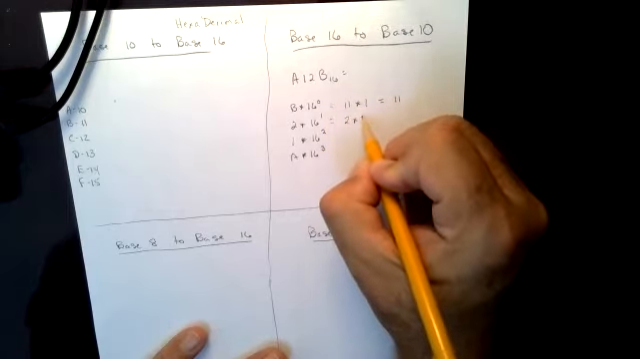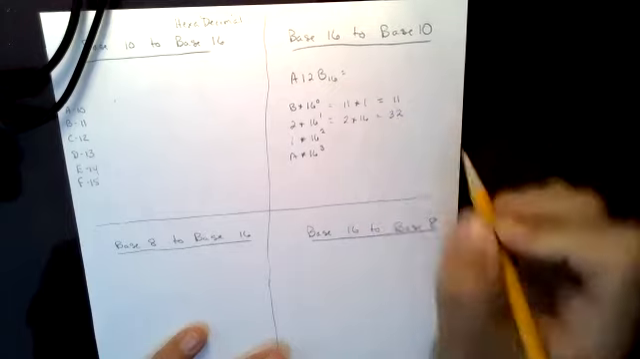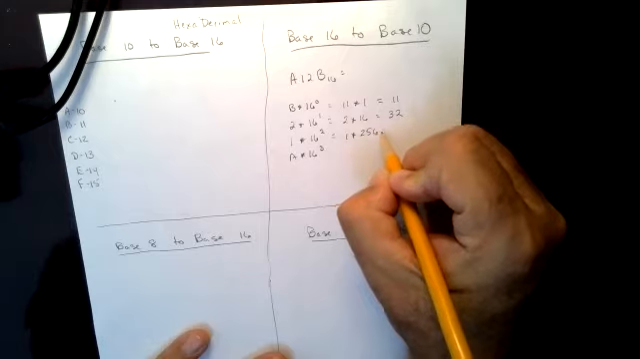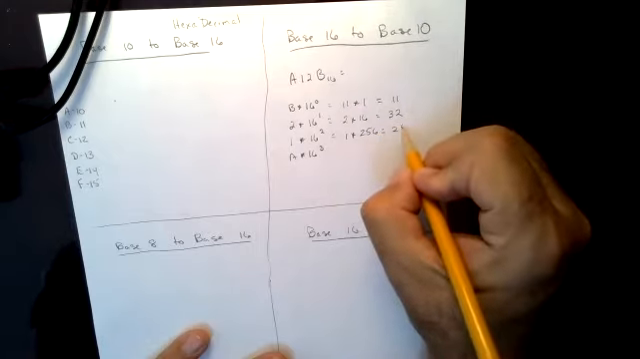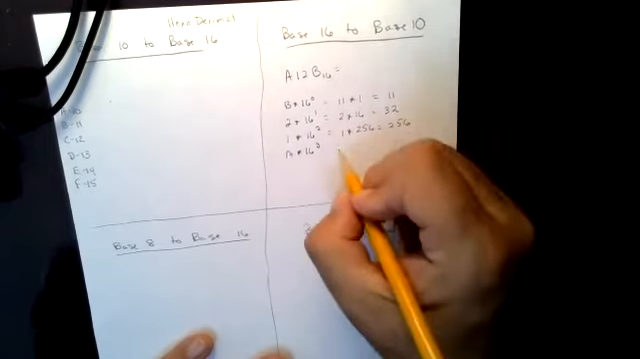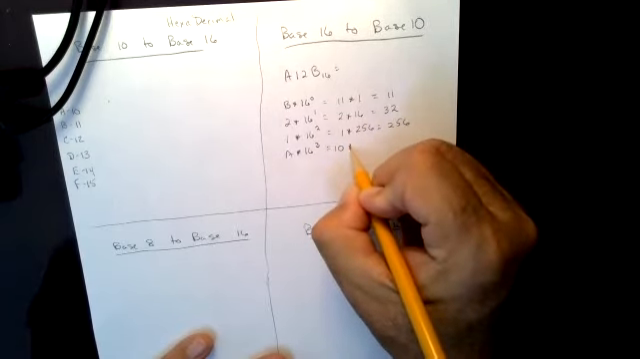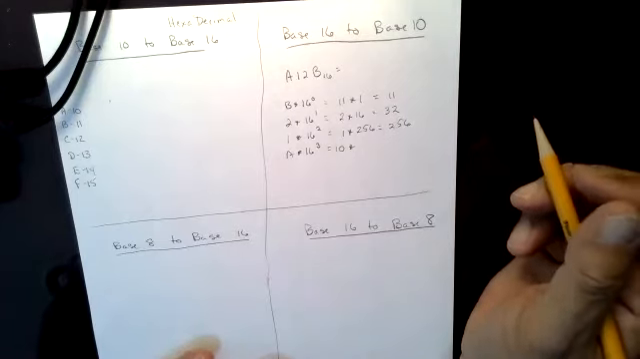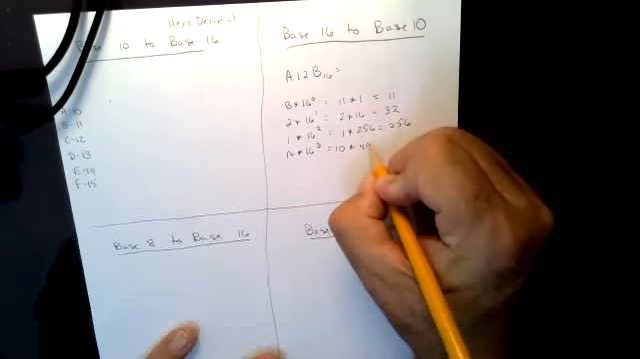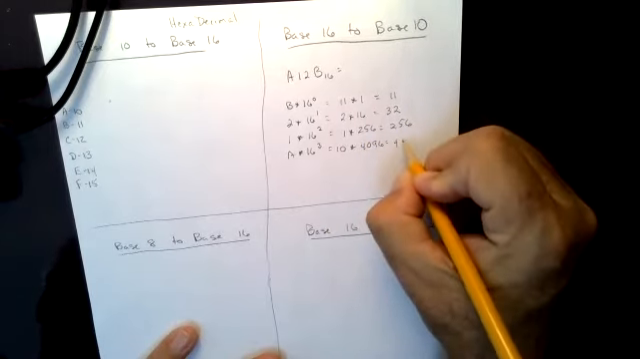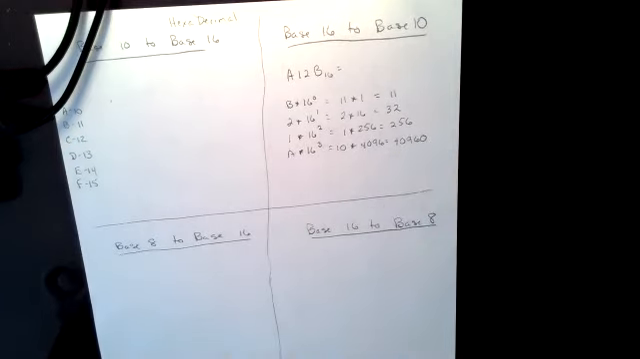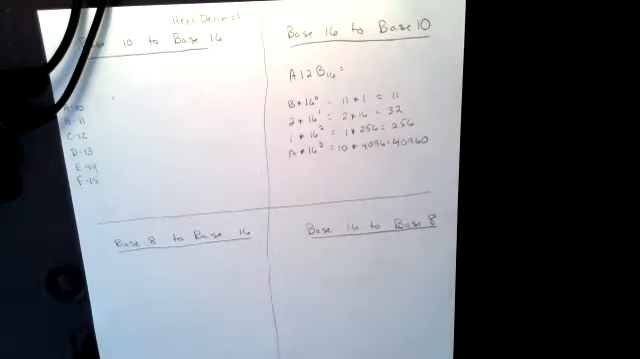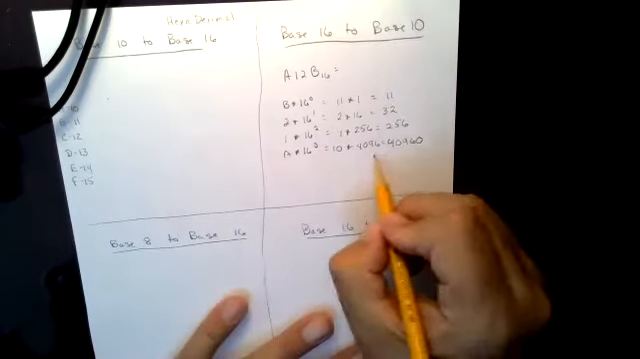2 times 16. 1 times 256. 10, A represents 10, times, oh boy, 4,096. 40960. Can someone confirm that for me? Yeah, that's right. It's 4,096. Awesome. I add all these up.